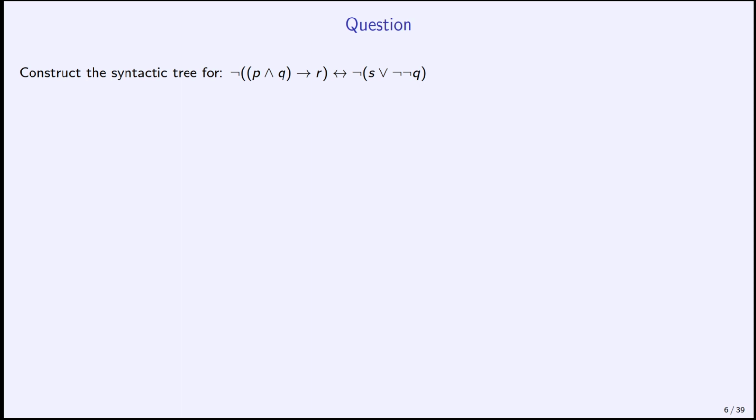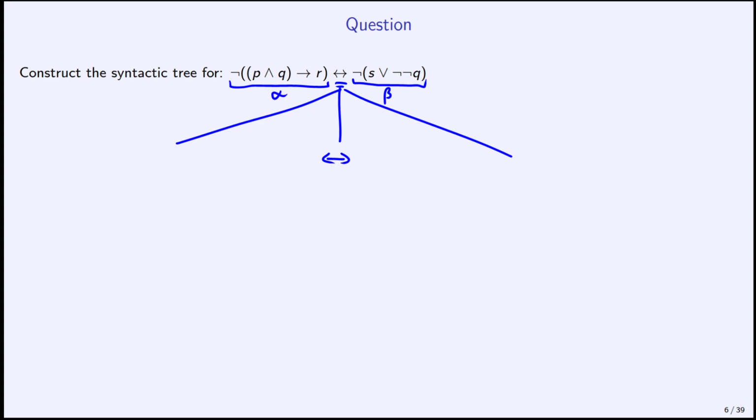Now, here's a more complex example, and if you can do it on your own, that's great. Pause the video, try it out, but I'm going to go through the solutions here. So I see a complex well-formed formula on the left. I can call this alpha. I see a complex well-formed formula on the right. I can call that beta. And I see a connective in the middle. So I can branch this off into three different branches with the connective in the middle. On the left, I have my complex formula, not (P and Q arrow R). On the right, I have not (S or not Q).